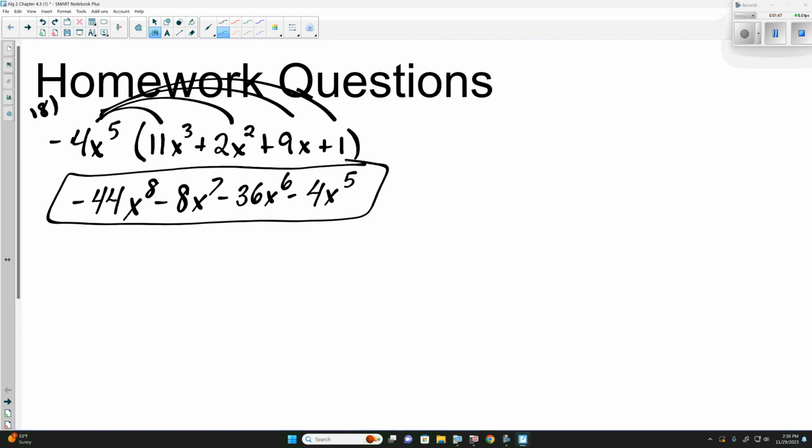Times 1. Is that the 9x? Negative 4 times 9. X to the fifth times x is the exponents understood to be 1. So you're adding exponents on 1. I put 15 on that one for negative 44x. Because when we have like bases, we add the exponents. Any other questions on the homework?